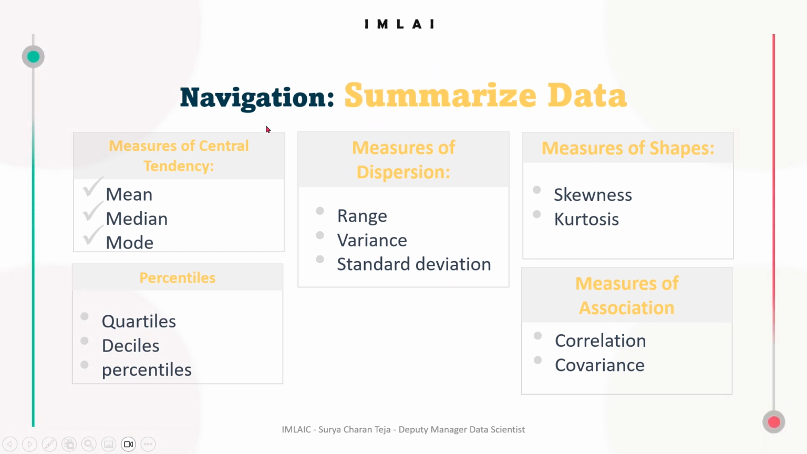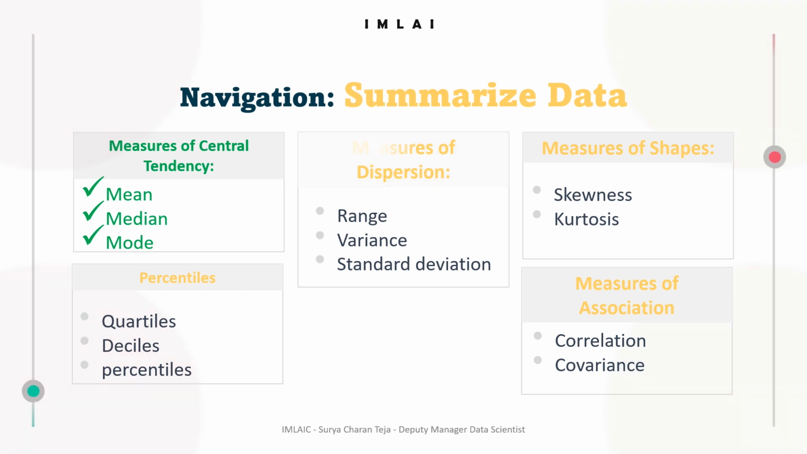In this, you can clearly see that we have measures of central tendency, measures of dispersion, measures of shape, percentiles, and measures of association. So far, in summarizing data, we have completed measures of central tendency: mean, median, mode. Now we'll be moving on to the measures of dispersion.